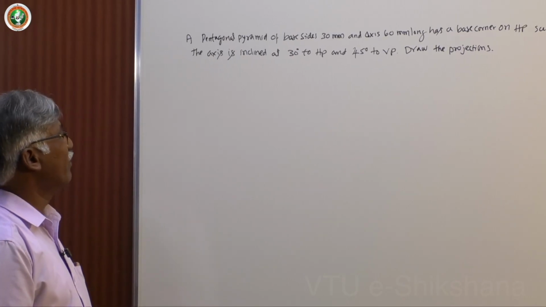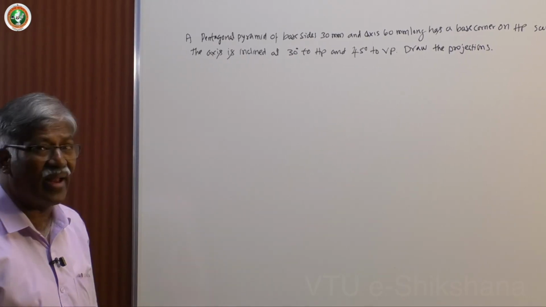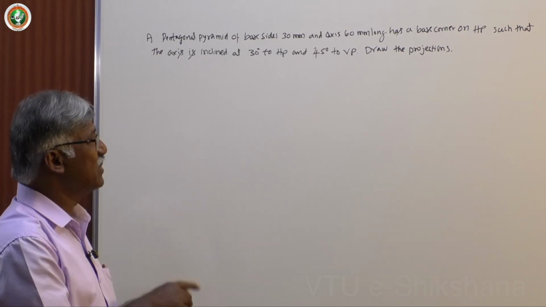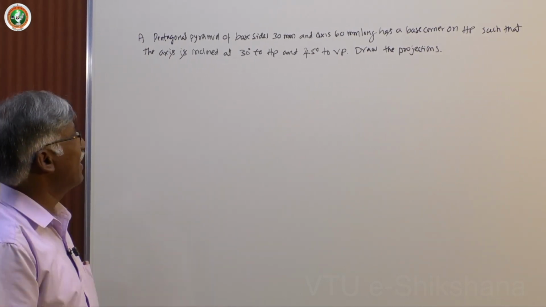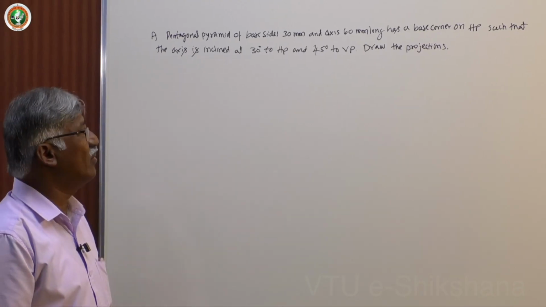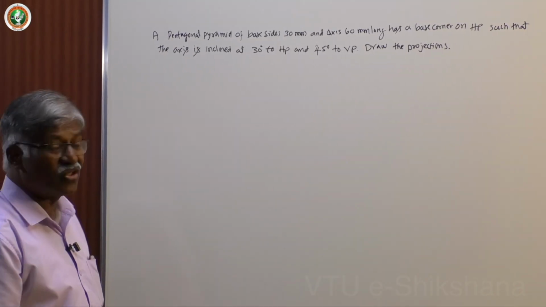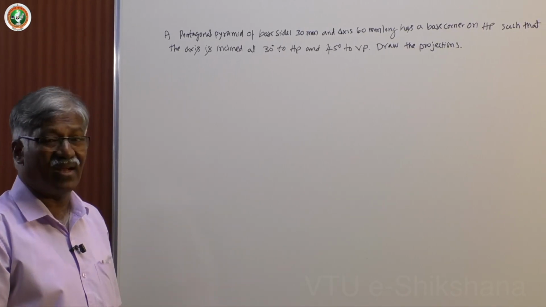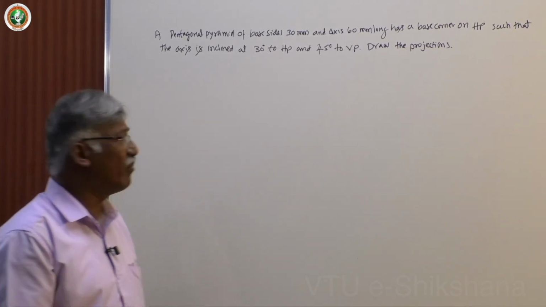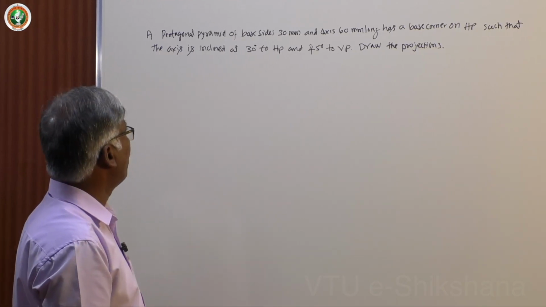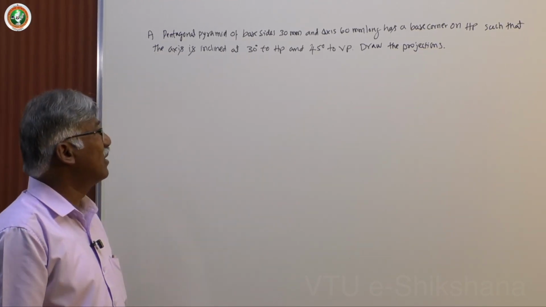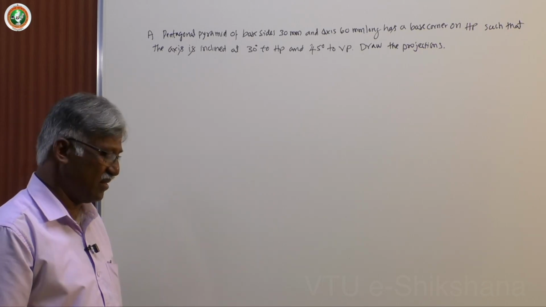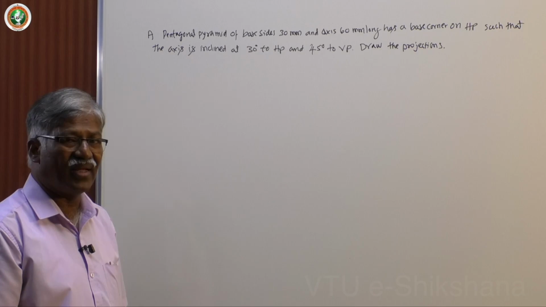A pentagonal pyramid of base sides 30 mm and axis 60 mm long has a base corner on HP, such that the axis is inclined at 30° to HP and 45° to VP. It can also appear as inclined at some degree to VP, or the top view of the axis is inclined at some degree to VP. Let me take the first problem on the pentagonal pyramid as the regular problem, inclined to HP and inclined to VP, particularly the axis. Then we will look into the other parameters.